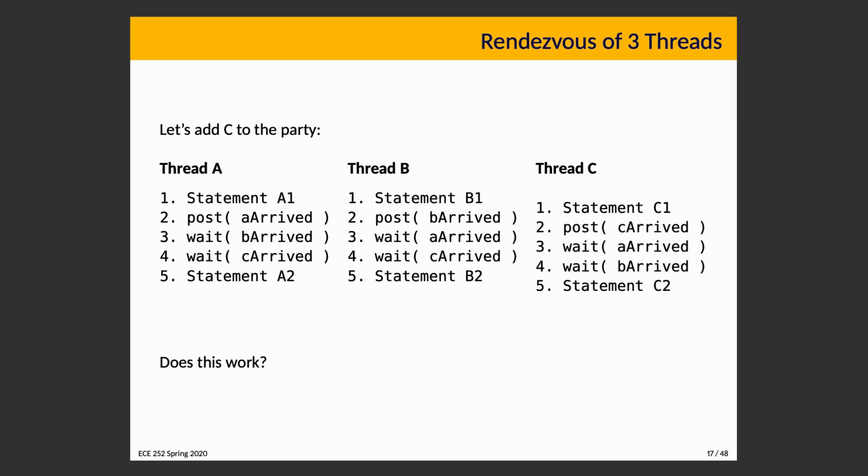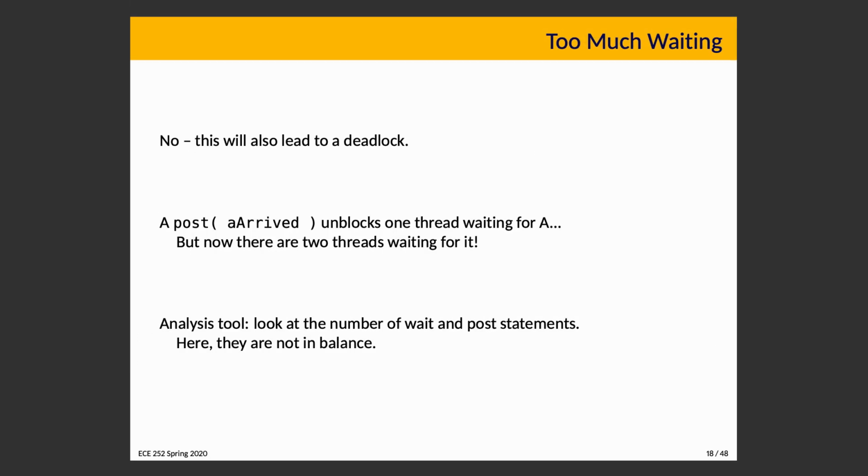What's wrong? Well, there's not enough post statements, basically. That statement A1 is going to happen, and then post A arrived happens only once, even though 2 threads, B and C, are waiting for that post. So we need to do it more. And this is actually one of the analysis tools that I want to recommend.